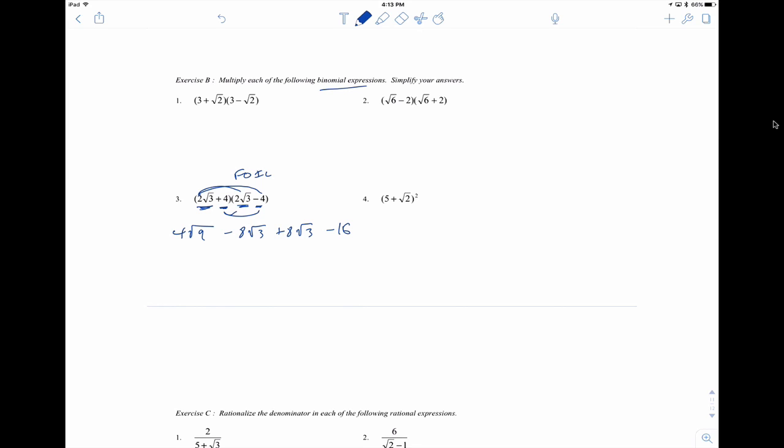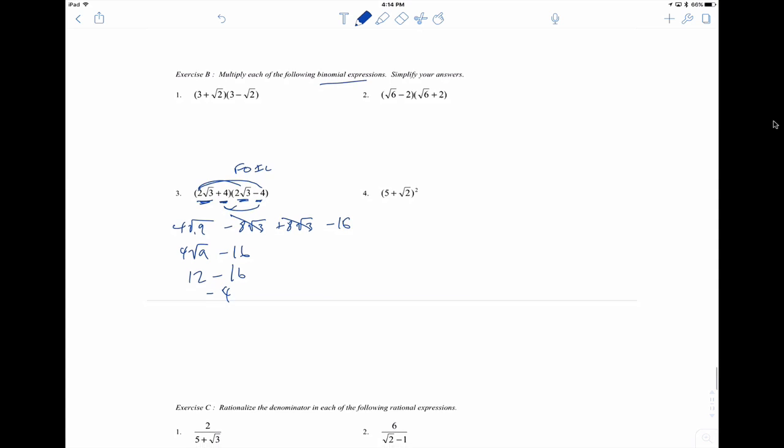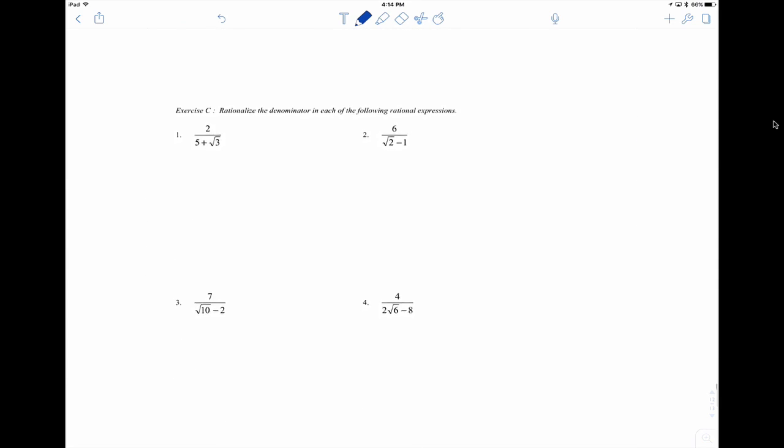And very noteworthy with this is that these cancel. The middle two terms cancel, leaving us with 4 root 9 minus 16, which we can simplify to 4 times 3 is 12. Minus 16 gives us minus 4. So remember this. We're going to be using this soon. In fact, I think we're going to be using it next.